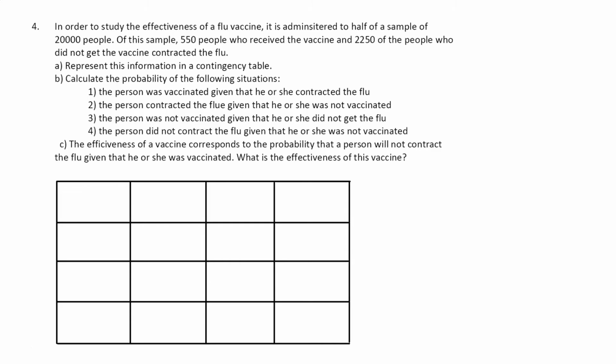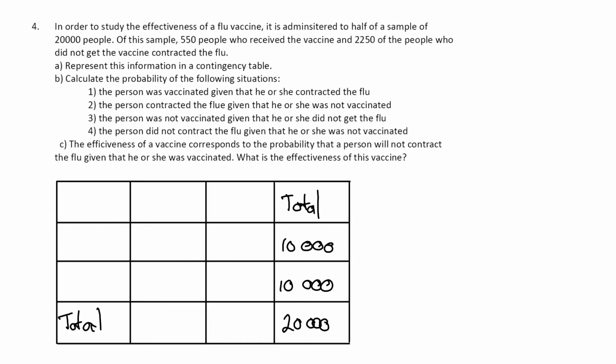Question 4 expects us to build the contingency table to start. So the first piece of information they give us is that there are 20,000 people in total to deal with. So we can take that 20,000, and we know that that's going to go in the bottom left-hand corner because that's the total of that column and the total of that row. Then they tell us that half the sample get vaccinated and half of them don't. So that tells us that each row will have 10,000 in it.